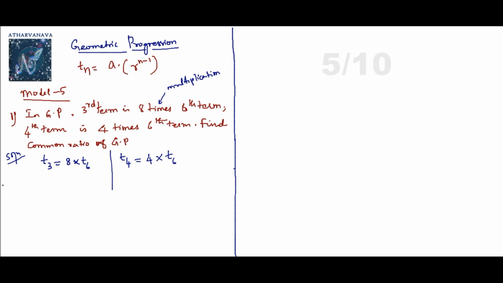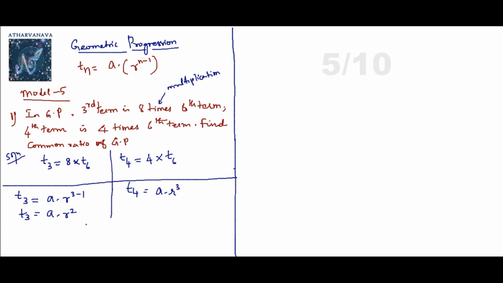So let's start by writing what T3 is. T3 can be written as a into r power 3 minus 1, so a into r power 2. So T3 is ar squared. What is T4? A into r power 3. I am writing straight, you can understand that. And what is T6? That's common for both. T6 is a into r power 5. This is the data we want for solving the question.